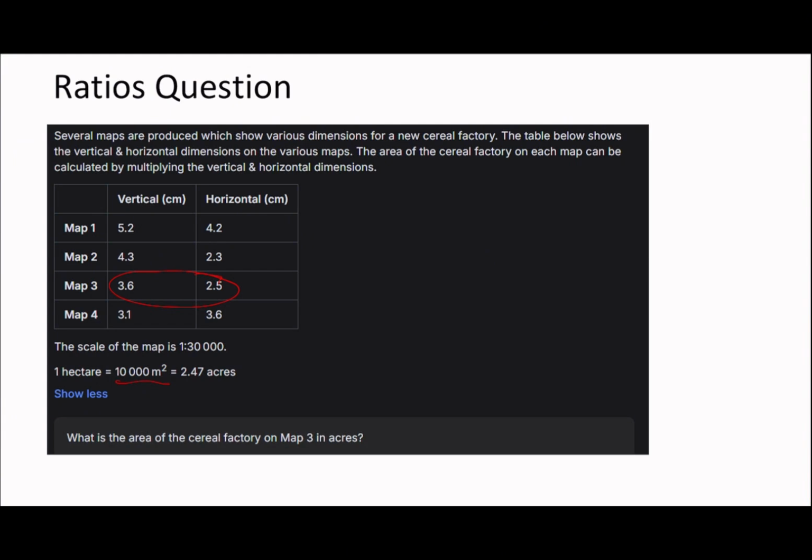So once again, I think putting it into meters squared is going to be appropriate. So for area on map 3, all it's going to be is 0.036 times 0.025. But then remember, we have to multiply that by 30,000, and then again by 30,000, and again by 30,000, which gives you 810,000 meters squared. 10,000 meters squared is 2.47 acres.